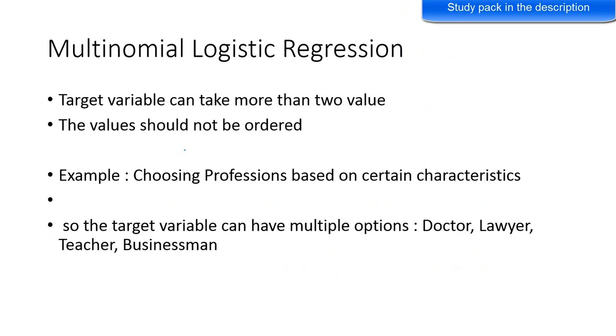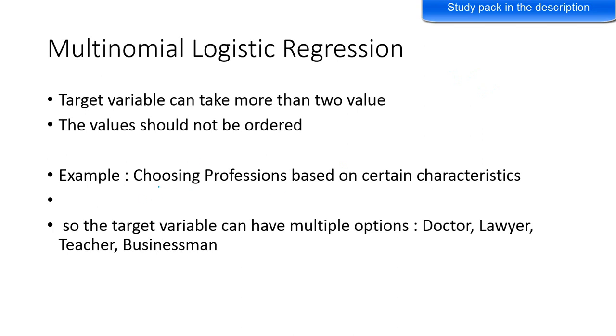Multinomial logistic regression takes more than two values. It need not be just 0 and 1; it could be 3, 4, 5 and more than that. And the values should not be ordered. If they are ordered, then we call that ordinal logistic regression, and we'll see that in a separate session. I'll explain what I mean by the values not being ordered.